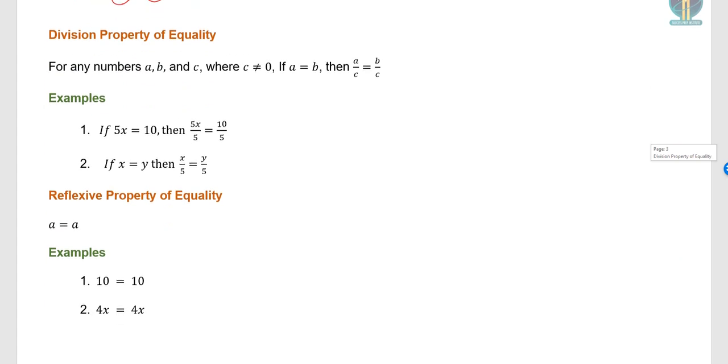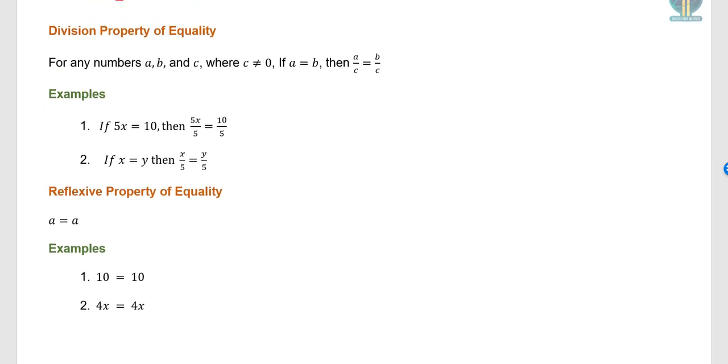Now the next property of equality is the division property, and it obviously involves division. For any numbers a, b, and c, where c is not equal to 0, if a equals b, then dividing by the same number keeps the equality the same, right? So as long as c is not 0. If c were 0, then you'd go into higher level concepts that are beyond the scope of what we're discussing here. But in this case, you just need to know that you can't divide by 0, right?